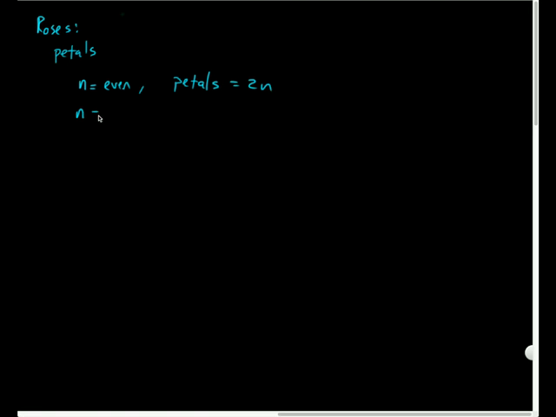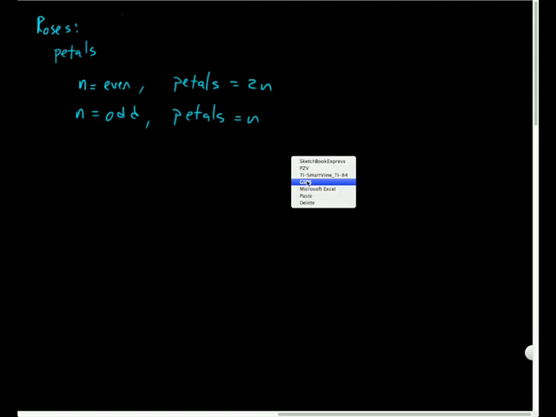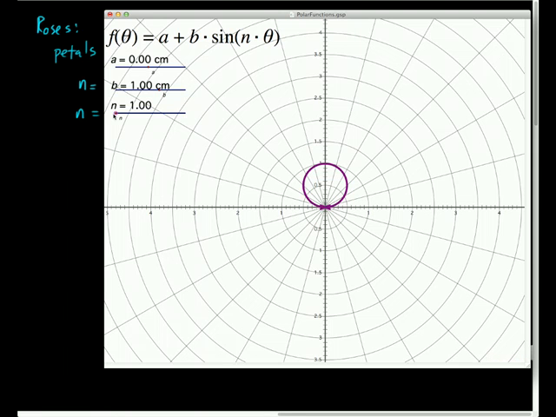And when n was odd, the number of petals was n itself. And so you can see at 1 we had 1 petal, at 3 we had 3, at 5 we had 5, at 7 we had 7.